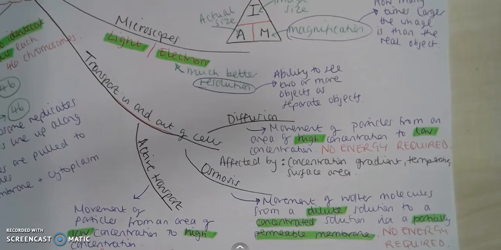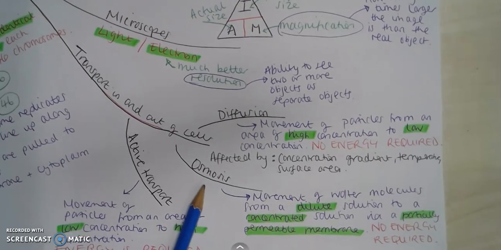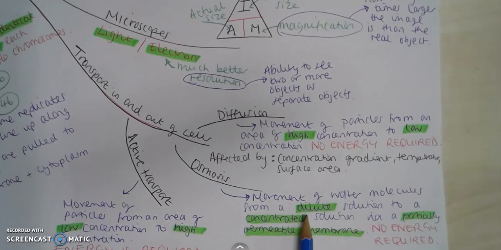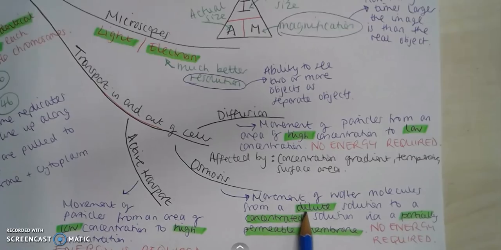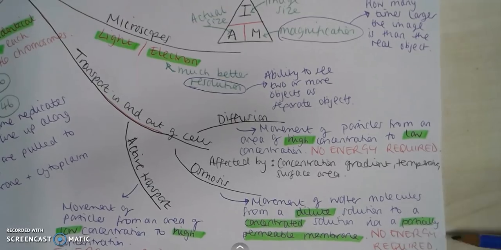Moving on to osmosis then. Osmosis is referring to the movement of water molecules from a dilute solution, so where there is a high concentration of water molecules, to a concentrated solution, where there's a low concentration of water molecules, via a partially permeable membrane. Again, with osmosis, no energy is required.